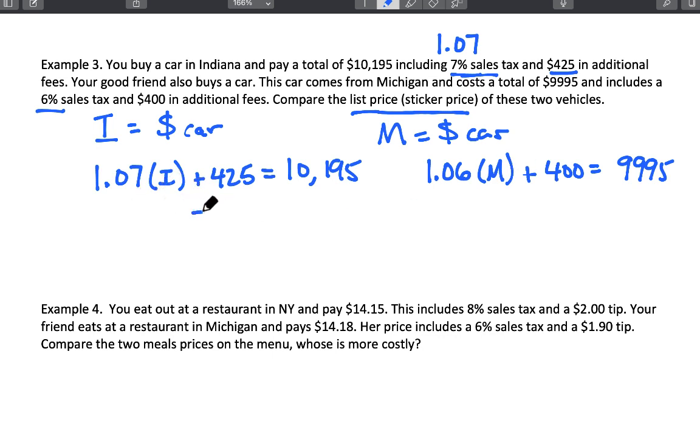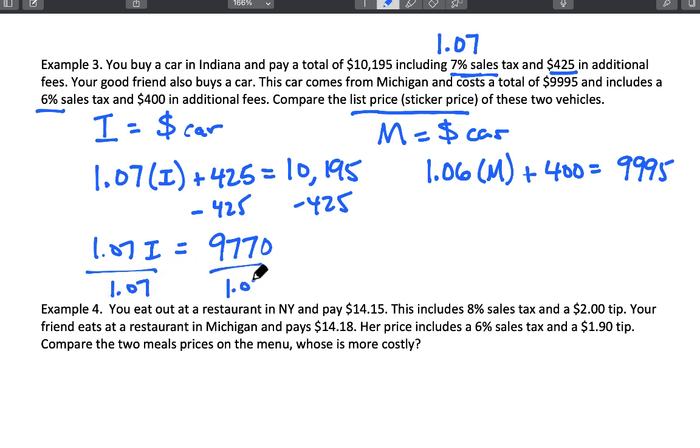Now, following our order of operations, we are going to solve for our individual variables, I and M. Let's start with the Indiana. We're going to subtract 425, and that gives us 1.07i is equal to $9,770. Dividing now both sides by 1.07, the Indiana car price, or the value of I in this case, is $9,130.84. All right, follow that same logic and solve for the price of the car in Michigan and tell me which of those two cars had a cheaper sticker price.